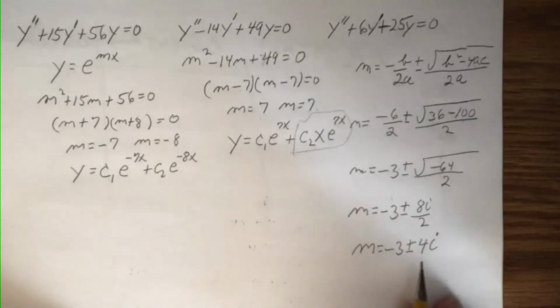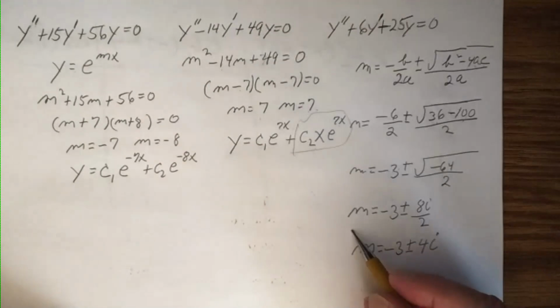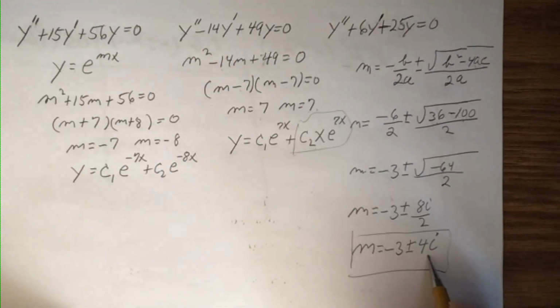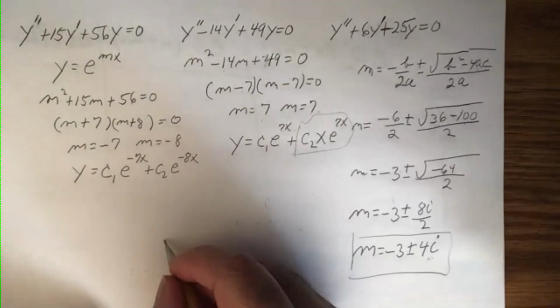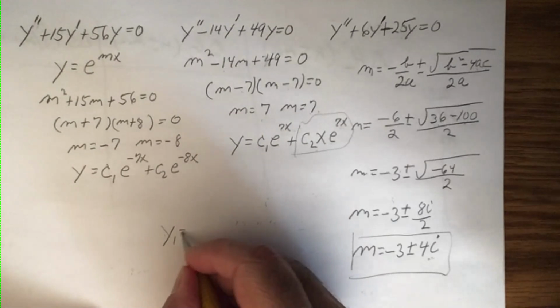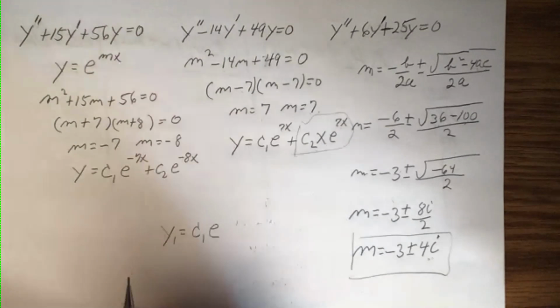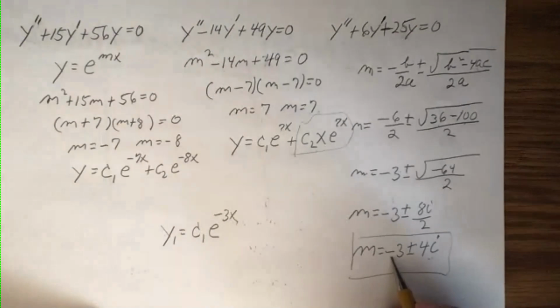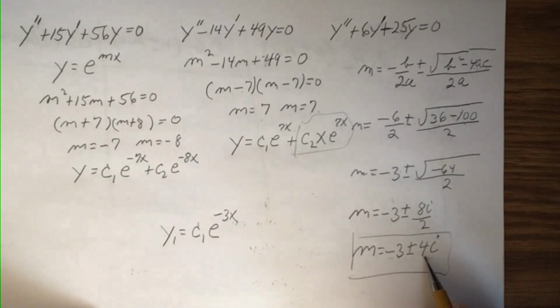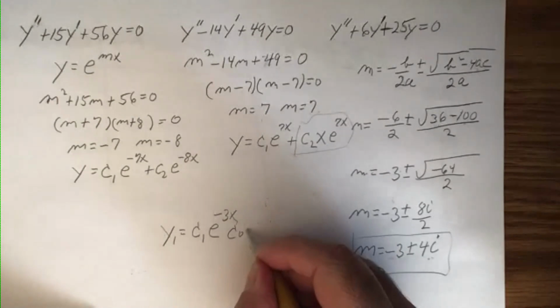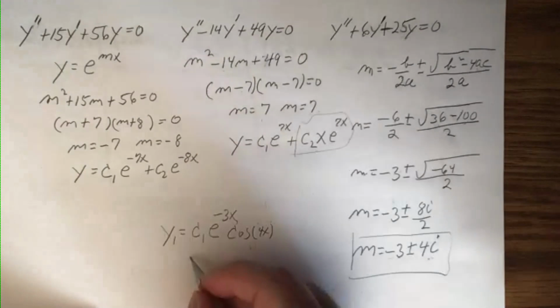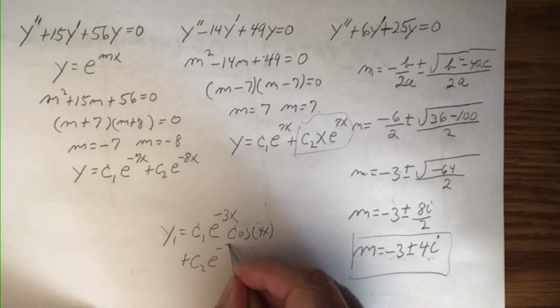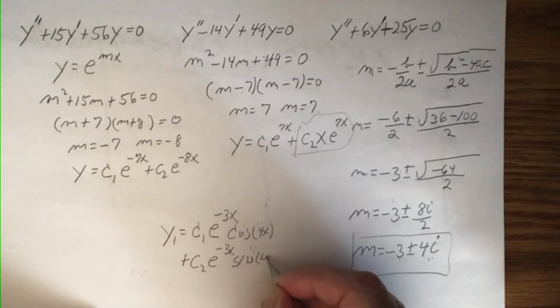But anyway, I wanted to illustrate this because it turns out that when I get an imaginary, the solution to this differential equation is going to be y equal to c1 e to the minus 3x. Here I got the 3, and I'm going to show you this is true. Then here I got a 4i, and it turns out this 4i is going to be cosine of 4x, and the second solution is going to be c1 e to the minus 3x sine of 4x.